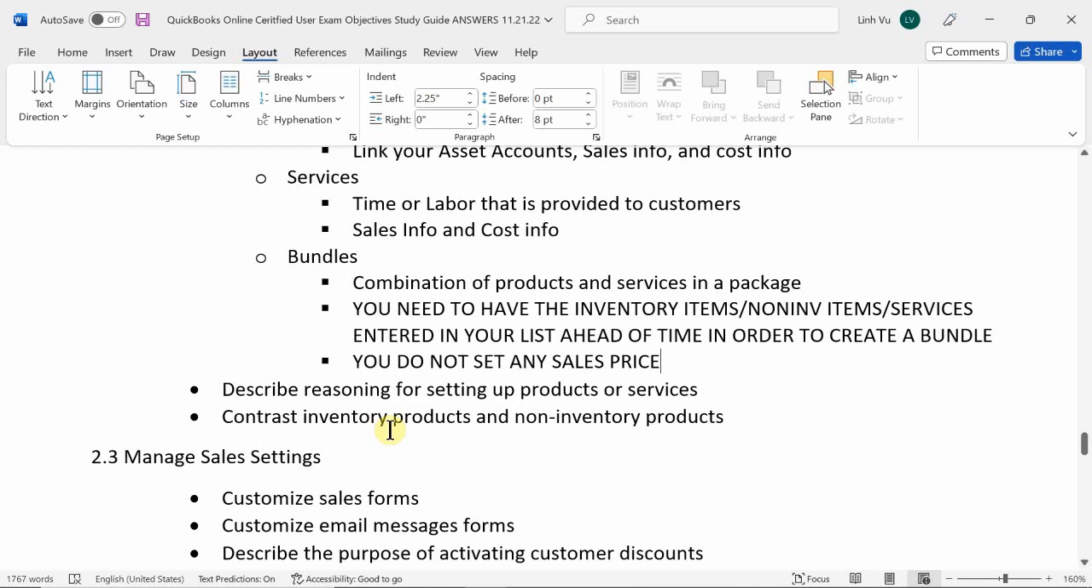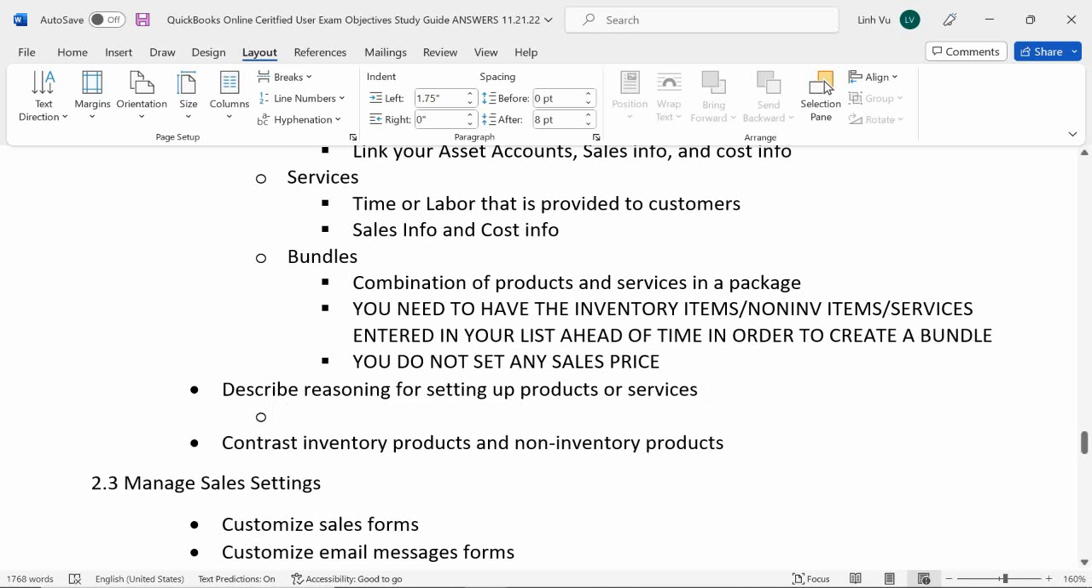Describe reasoning for setting up products and services. That's pretty straightforward, right? Why would you need to set up your products and services? Because that's how you get paid. What benefit does it do for the business? Besides getting paid, why is it important that you have a products and services list? So your customers would know what type of service you provide.